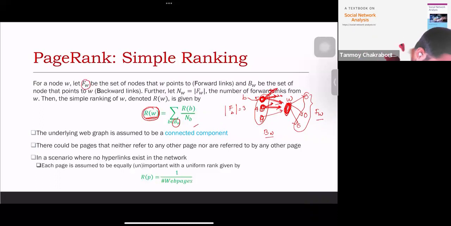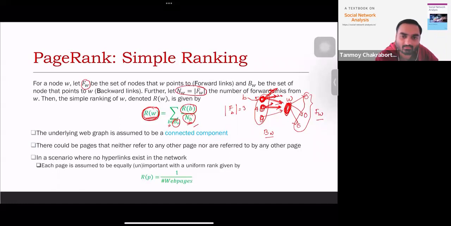So the impact of W is nothing but the sum over each of these backward nodes of the impact of the backward node divided by its number of forward links. NB is already defined, NB is basically mod of FB, right? So this would be mod of FB.